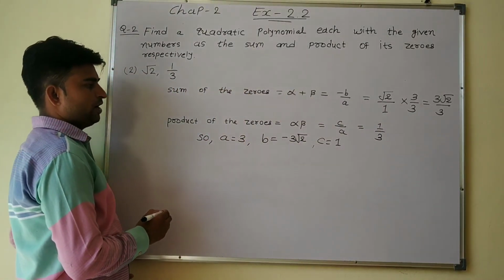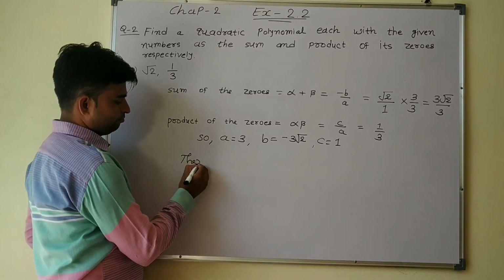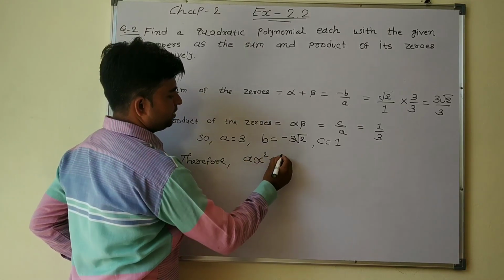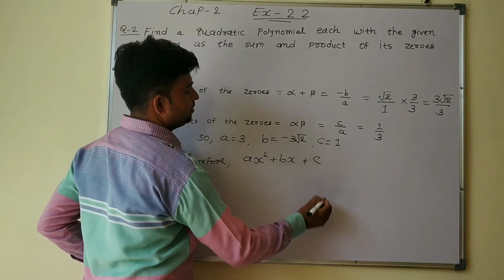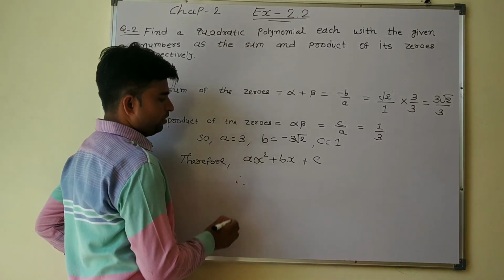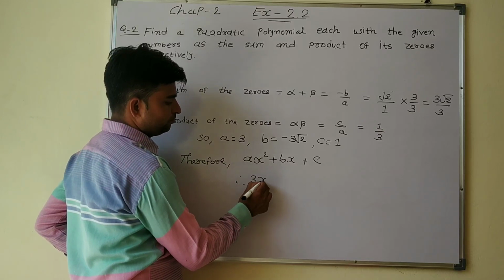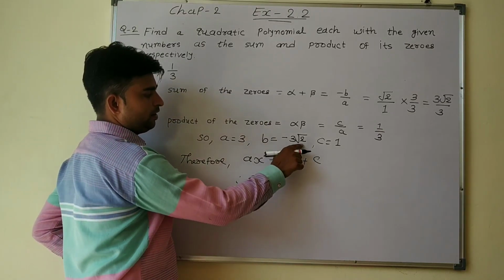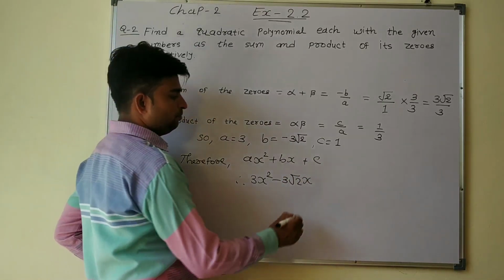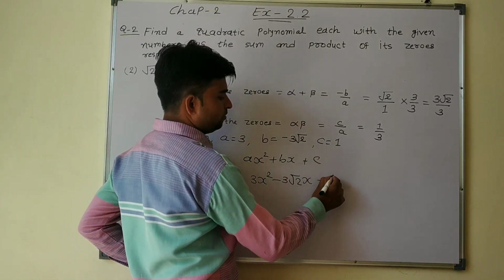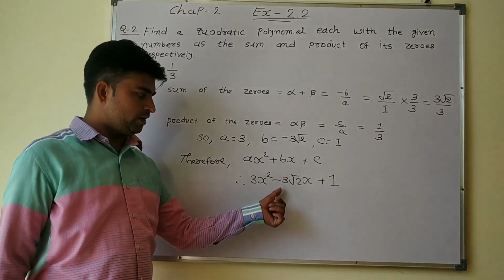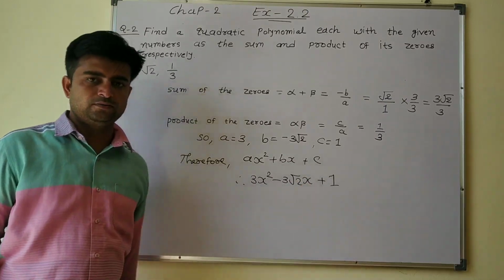Now comparing with standard form, therefore the quadratic polynomial ax square plus bx plus c. Now put the value of a, b and c. So it becomes 3x square, the value of b is minus 3 root 2, so minus 3 root 2 into x and plus c. So here c is equal to 1. So this is the final answer: 3x square minus 3 root 2x plus 1.